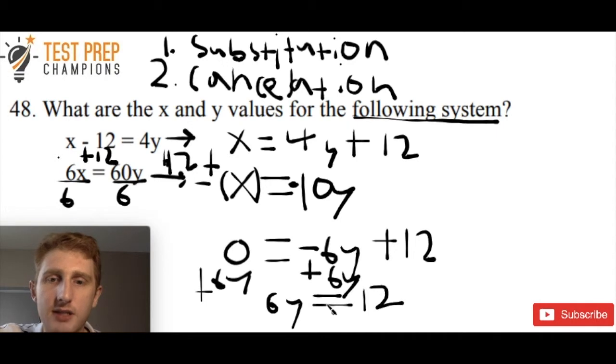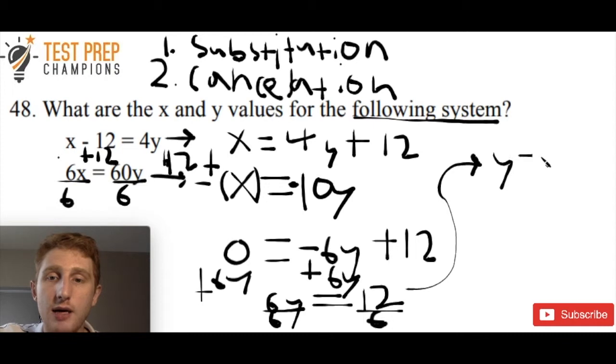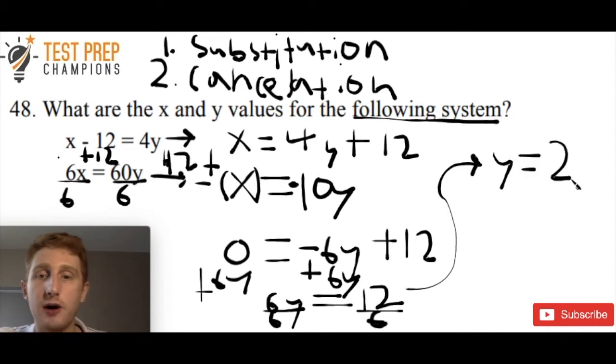And to get the y by itself, we see 6 times y. We're just going to divide by 6 on this side to clear that out, and divide by 6 on that side, because whatever you do to one side, you always do to the other. And we're just left with y equals 12 divided by 6, which is 2. So y equals 2, which we already know is the correct answer.